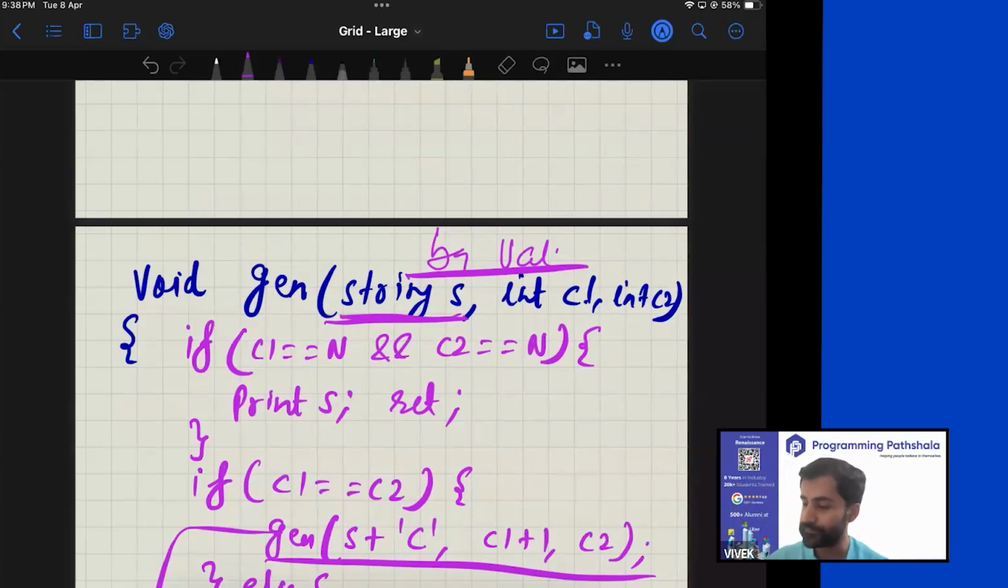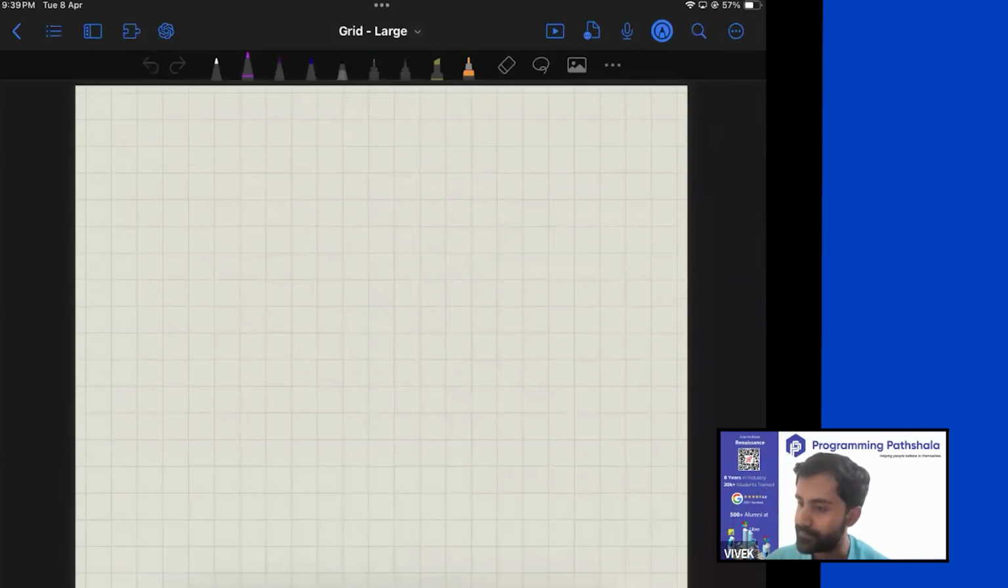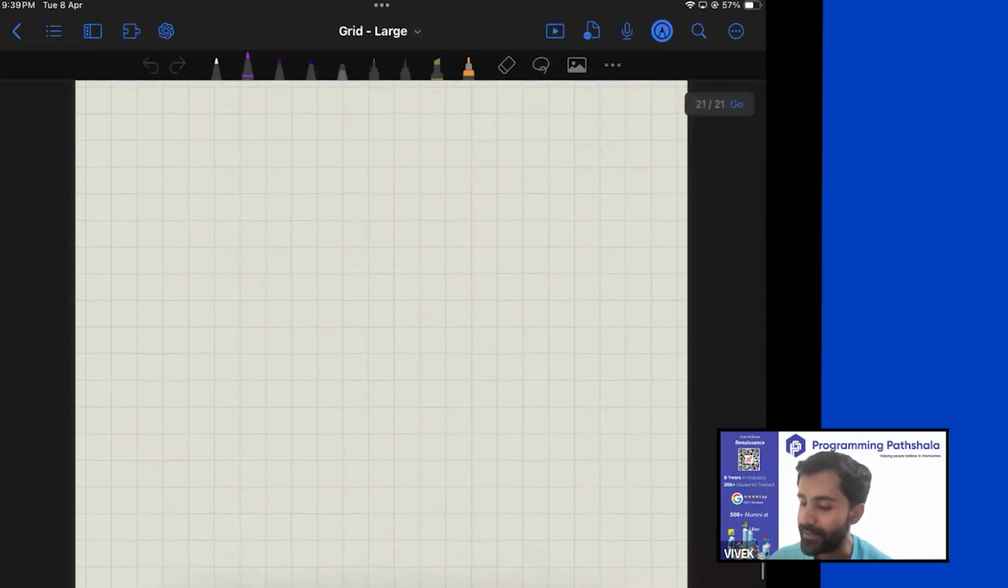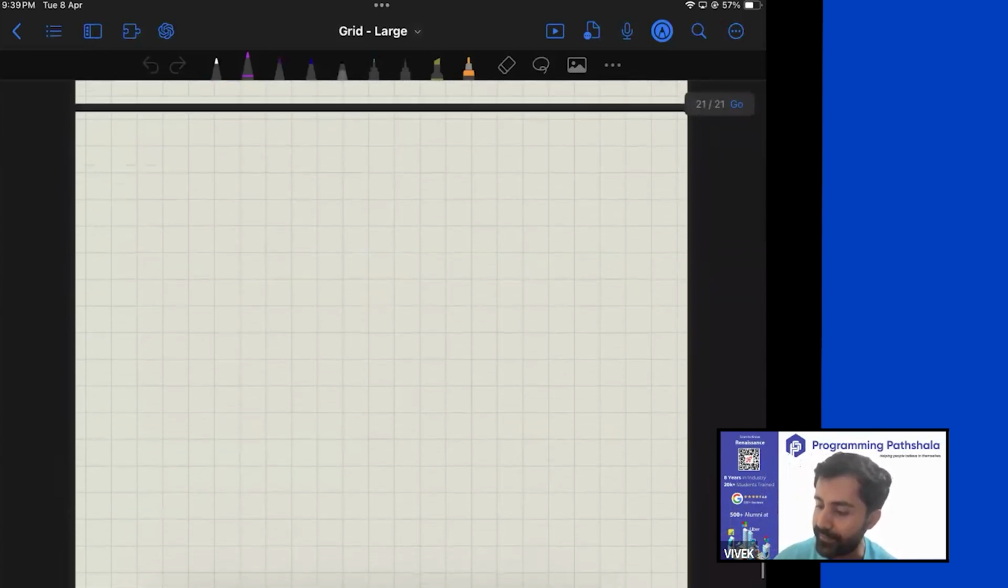Just think about it. Okay, for now, we will switch the gears a bit, just a bit, because there is another important category. So, in recursion, the first category is elements of choice. And then there is the second category, which is very, very well known and super important. All of you would have even studied it. It is divide and conquer.